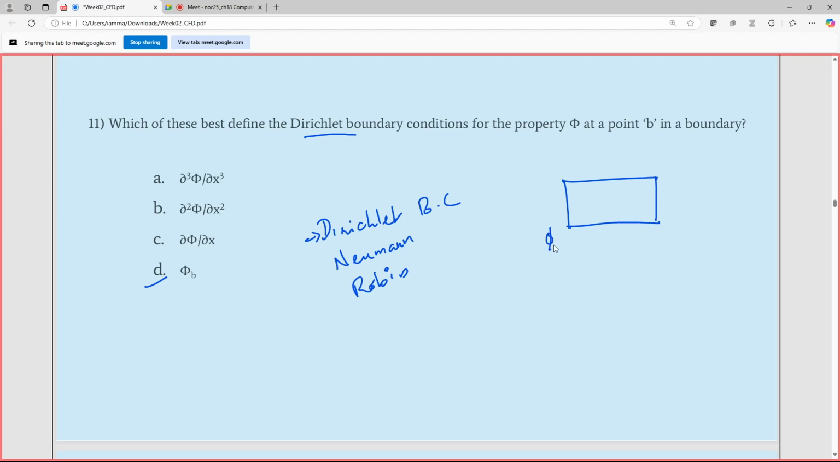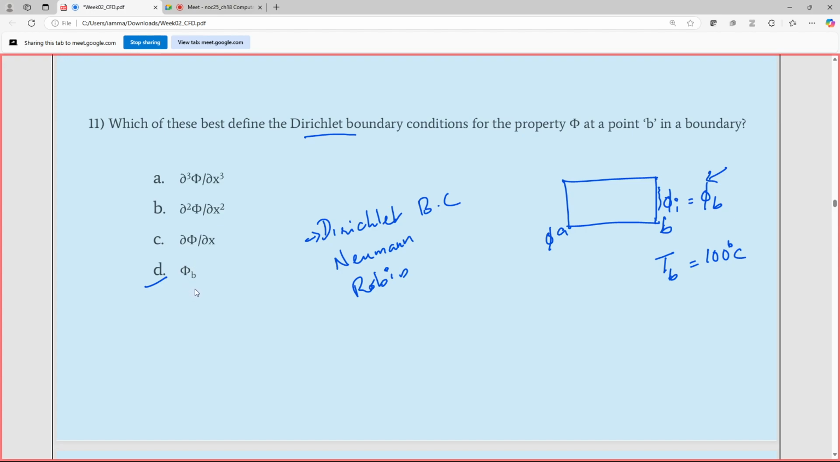Suppose we have a computation domain like this, with boundaries A and B. Here we can apply phi at B equal to phi B, where phi is the transported property. If we take it as temperature, then the temperature at B is equal to 100 degrees. Suppose we are maintaining this edge of the computation domain at 100 degrees, then we equate that to the transported property. So temperature at B or phi at B is equal to 100 degrees C. That is the implementation of Dirichlet boundary condition.